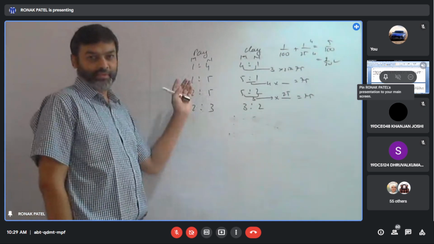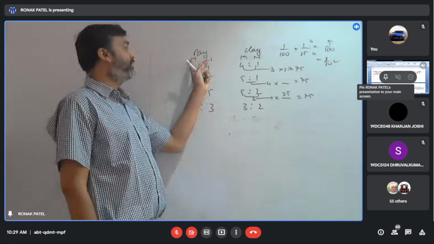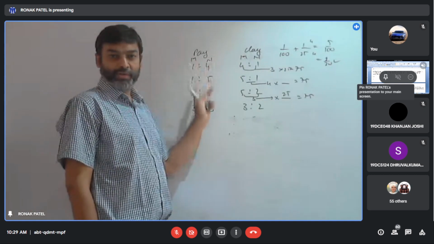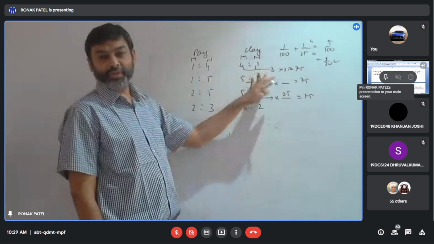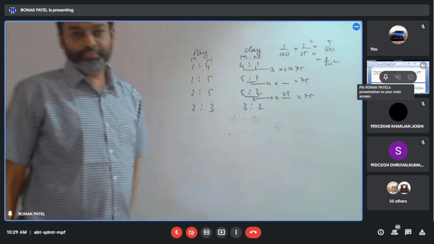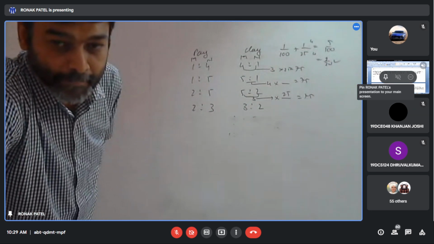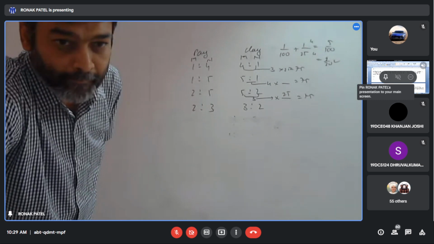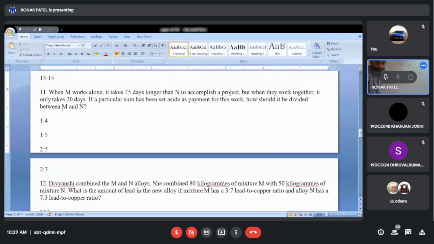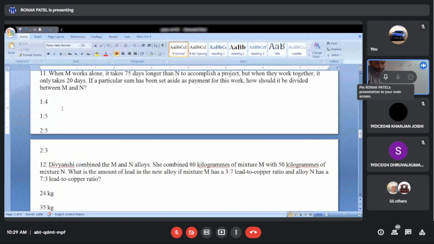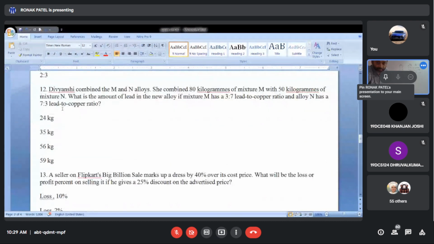So this thing, hope so I will remember that, then payment or work done ratio is reciprocal of the days ratio. Everybody clear or explain again? Hope so clear everyone. So 12 number.